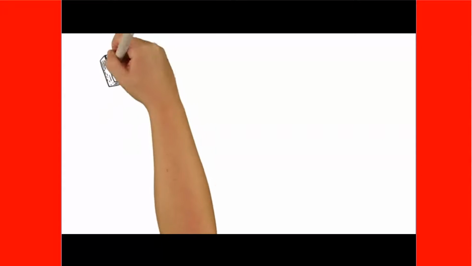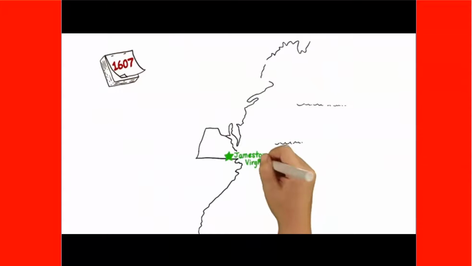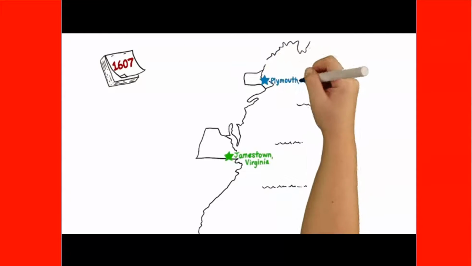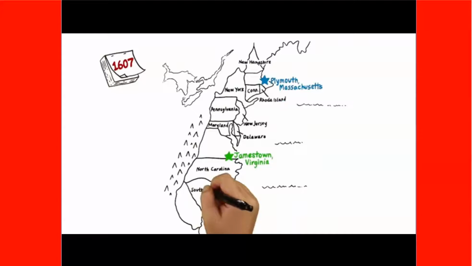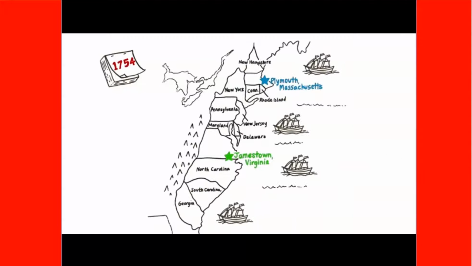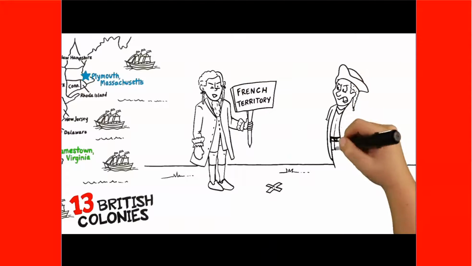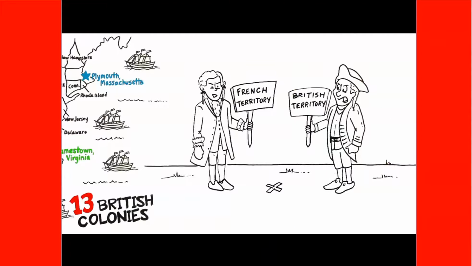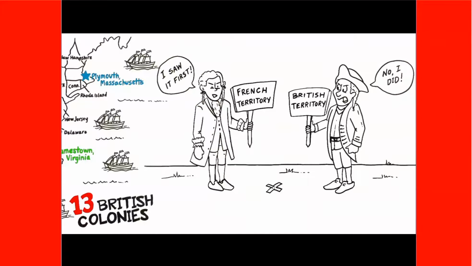It all started back in 1607 with the first successful English settlement, Jamestown, Virginia, soon followed by Plymouth, Massachusetts. Over the next 130 years, cities developed, and in 1754, the entire East Coast was established as the 13 British colonies. The British were not the only ones establishing colonies. The French were starting their own colonies in the area now known as Canada. Then, the French and British started getting into arguments over territory.